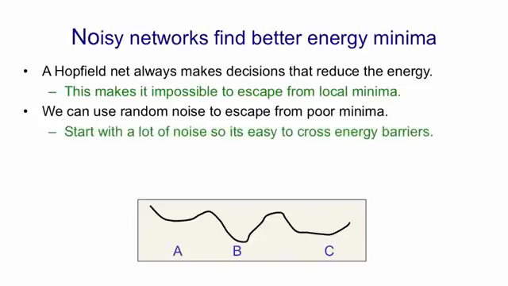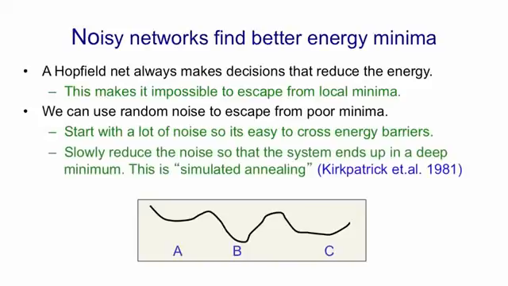It turns out, rather than using a fixed noise level, the most effective strategy is to start with a lot of noise, which allows you to explore the space on a coarse scale, and find the generally good regions of the space, and then to decrease the noise level. With a lot of noise, you can cross big barriers. As you decrease the noise level, you start concentrating on the best nearby minima. If you slowly reduce the noise so that the system ends up in a deep minimum, that's called simulated annealing. And this idea was propagated by Kirkpatrick at around the same time as Hopfield Nets were proposed.